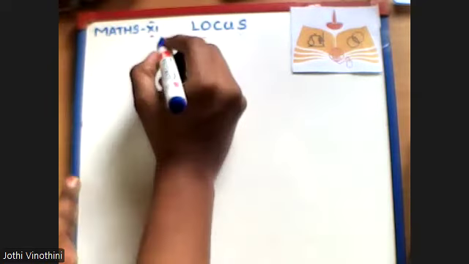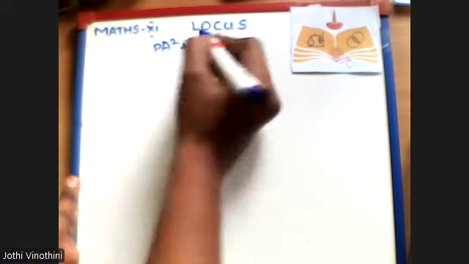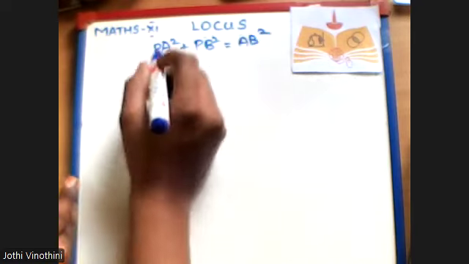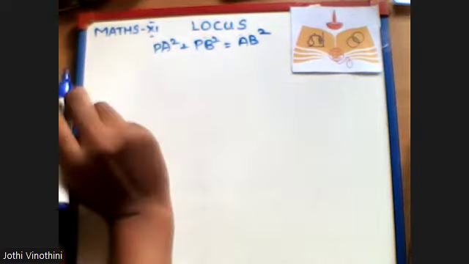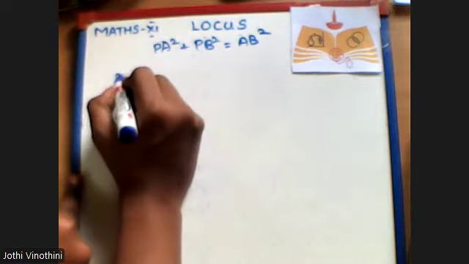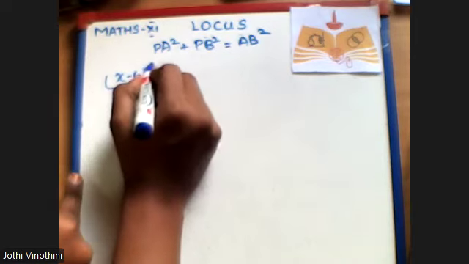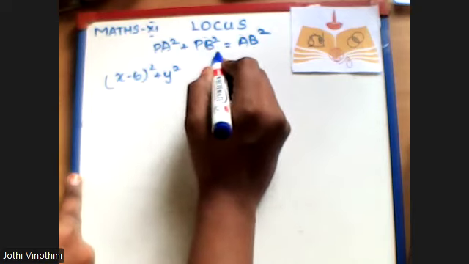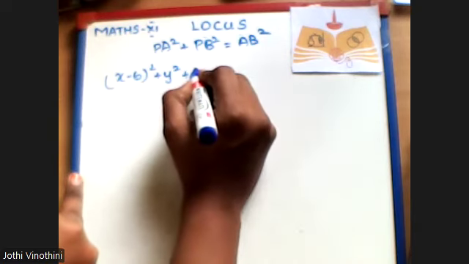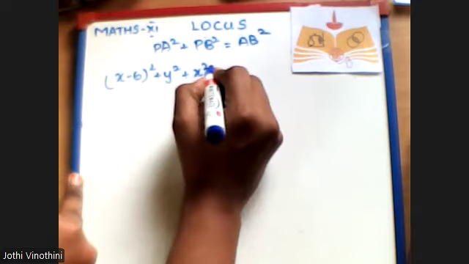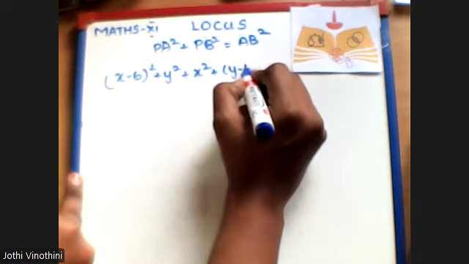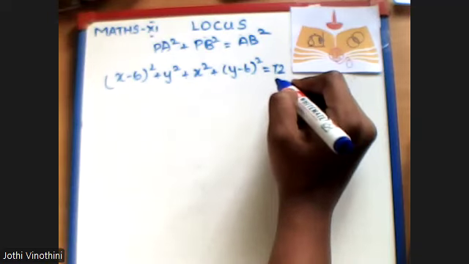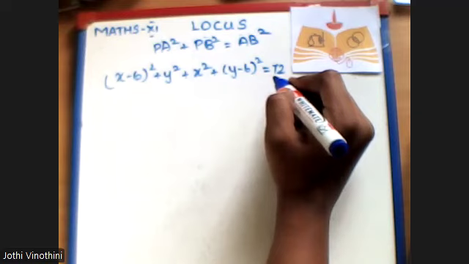Okay. What we already have is PA squared plus PB squared, which equals AB squared. What we solved for PA squared is x minus 6 the whole square plus y squared. What we solved for PB squared is x squared plus y minus 6 the whole square. What we solved for AB squared is 72, right? Right. Do you have any questions regarding this?